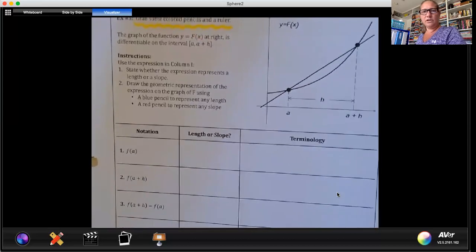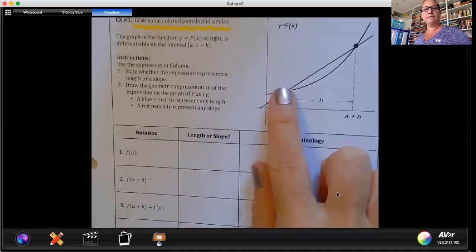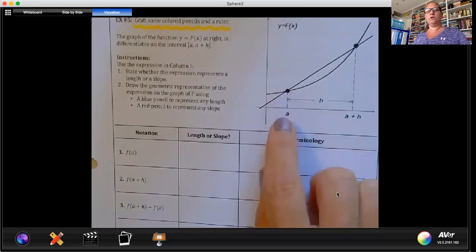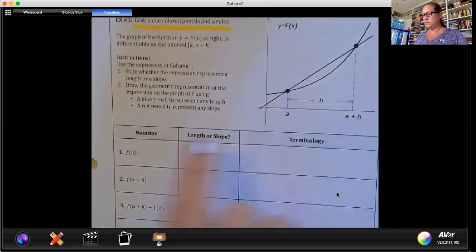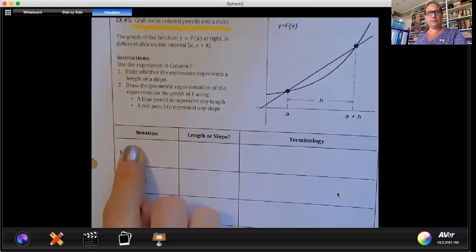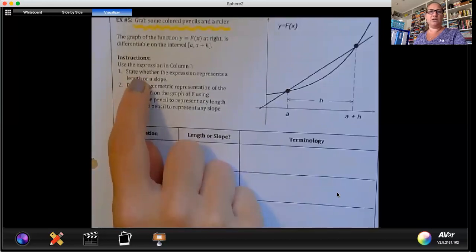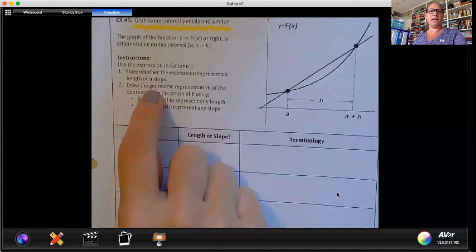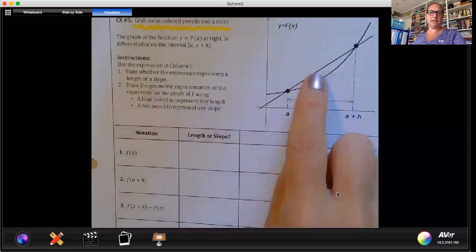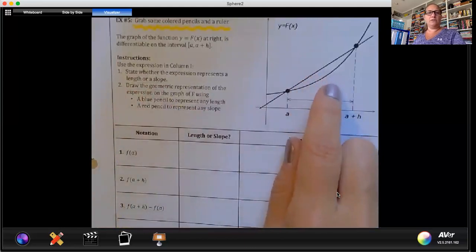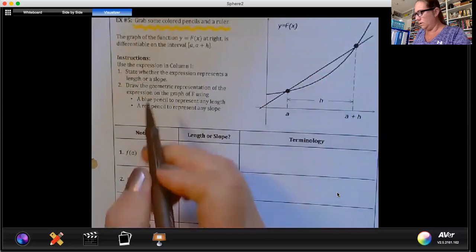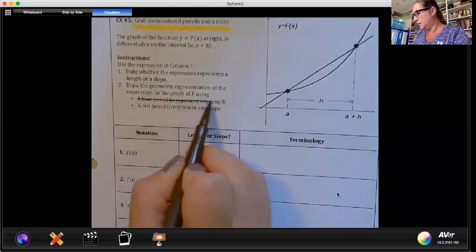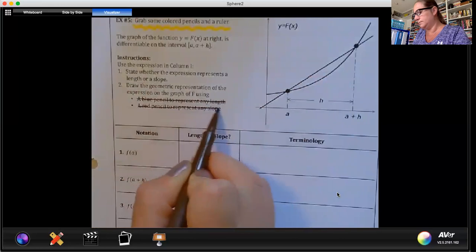So the graph of the function f of x is at the right, and it is differentiable on the interval from a to a plus h. So we're going to use the expressions in the first column. We're going to state whether the expression represents a length or a slope, and we're going to draw the geometric representation of the expression on the graph using a blue pencil to represent any length and a red pencil to represent any slope. We're not going to do that. We're going to just do our colored pencils for each one.